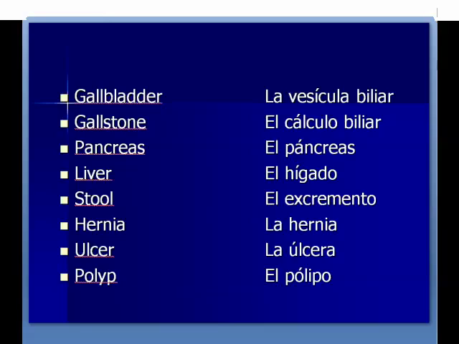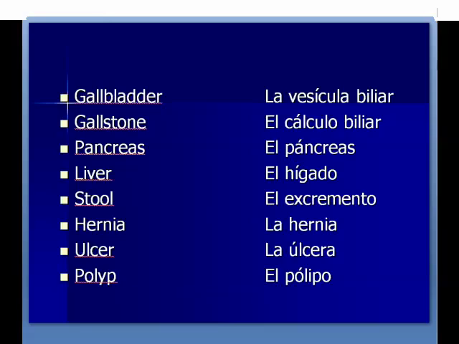Stool, el excremento. Alternatively, one can refer to caca, which is a more informal term that may be understood better by children. So, poop is caca. Poop, caca.